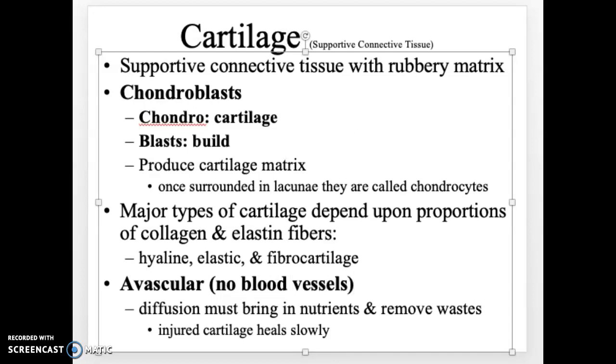So cartilage needs to rely on a process called diffusion in order to get nutrients and get rid of waste. Cartilage heals really slowly because of the lack of vessels. So individuals get like the top of their ear pierced, and that takes like 6 months to heal, versus if they get like the lower part of the ear pierced, that takes only a couple weeks because in that tissue there's a lot of blood vessels, versus up on the top of the ear is mostly cartilage, so there's not any blood vessels.